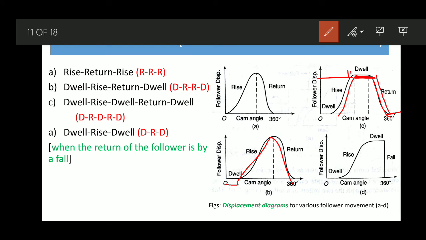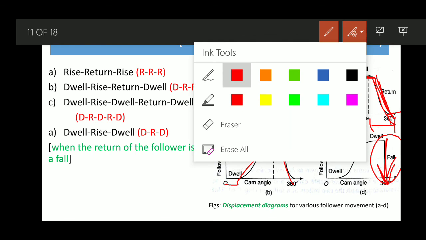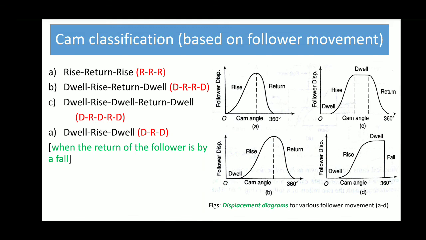Similarly, what is fall? This is the fall where suddenly it is moving down. In the other cases it is return, it was taking some time, some angle of rotation or time, because for rotating that much angle some time will be required. So it was like that, but now it is directly like this.